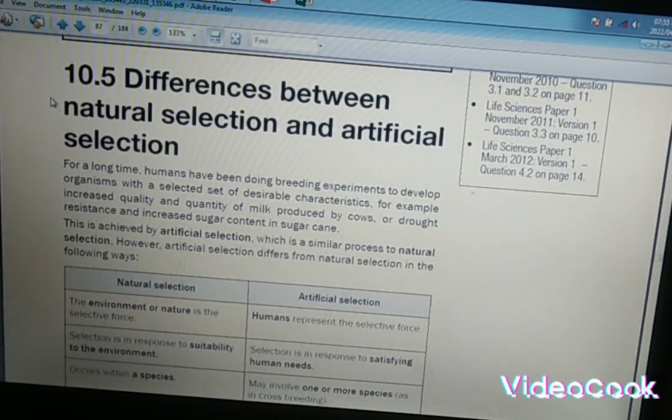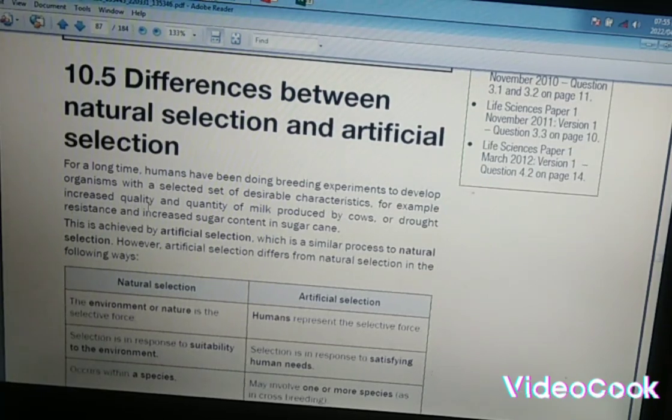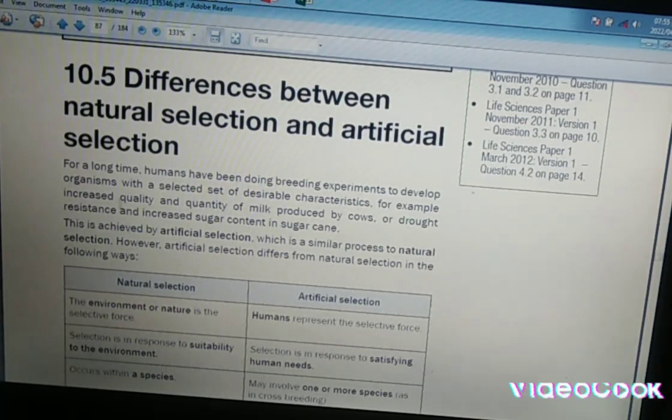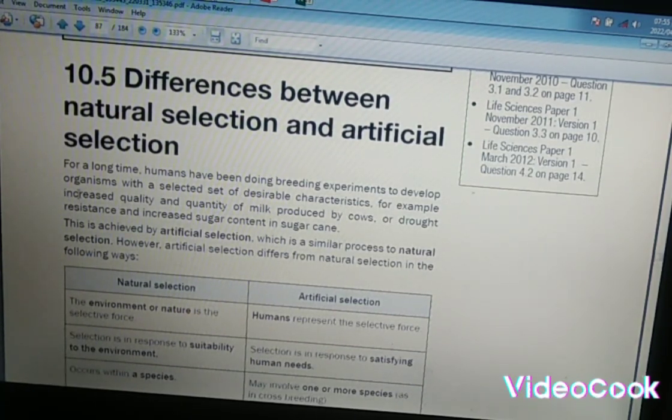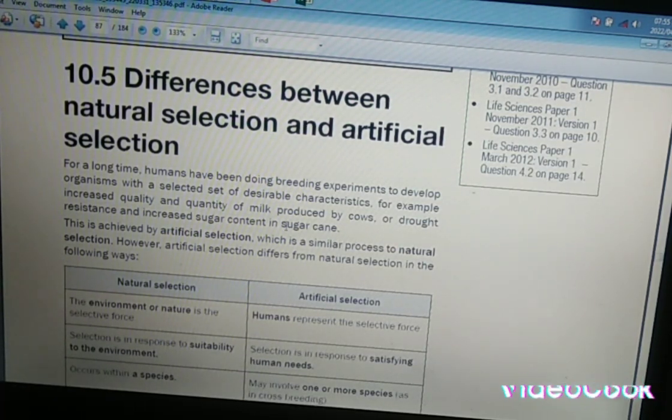Today we are looking at differences between natural selection and artificial selection, right? So when we're talking of artificial selection, we are just talking of human interference. For example, let's say I'm owning a farm and I want to produce a lot of milk. I can introduce genetically modified drugs and put them in my cows' food, and at the end of the day they will produce a lot of milk.